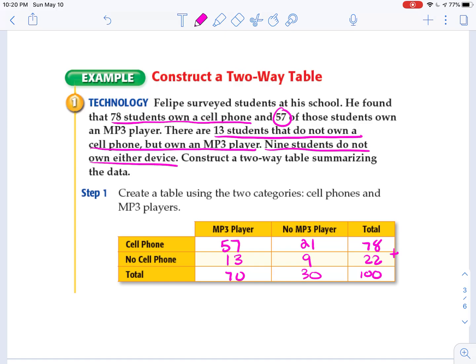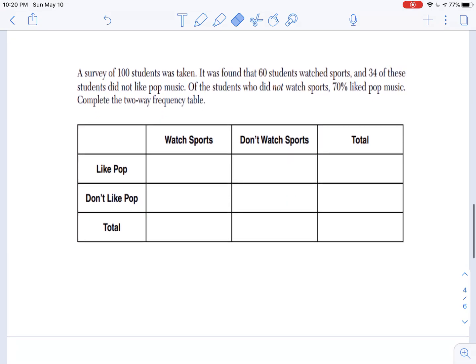And then if we total across the bottom, we see that there's 100. We know we've done it correctly if the total going down is also 100. And it is. So we've done this. Excellent job. Okay, so let's take it up a notch. Let's take a look at a more challenging two-way frequency table. So the categories are still there. We're surveying students who watch sports versus don't watch sports, like pop versus don't like pop. Pause the video, read the question, and see if you can fill this table out on your own. When you're done, unpause it, check your answer.